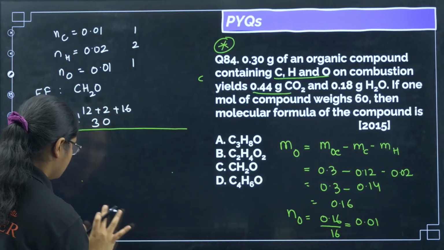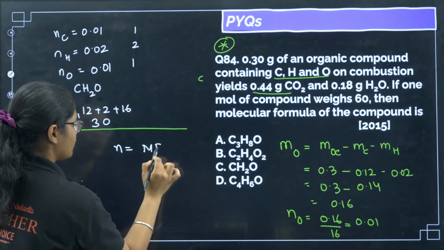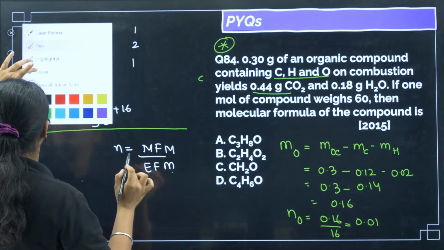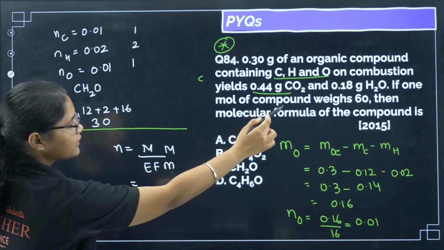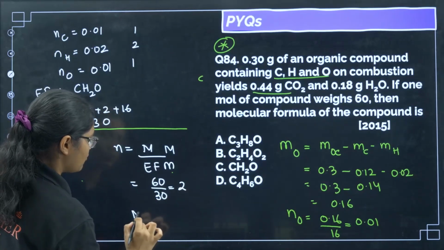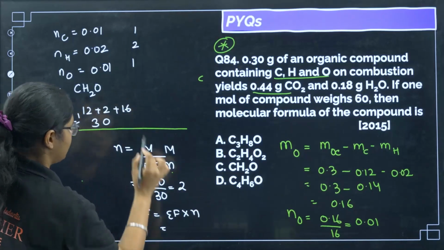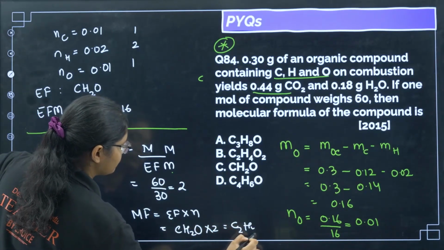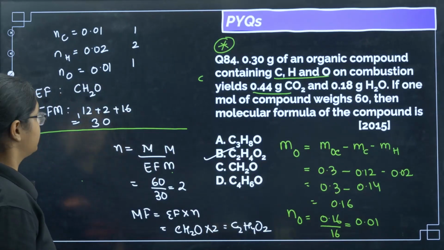I got the empirical formula mass. Now what is the N factor formula? N factor is molecular formula mass by empirical formula mass, or just molecular mass by empirical formula mass. What is the molecular mass of the compound given? 60. And this one is 30. So N factor is 2. So what is the molecular formula here? Empirical formula into N. So you have to multiply 2 to the empirical formula, CH2O into 2, that is C2H4O2. Okay, C2H4O2, that is option number B here.